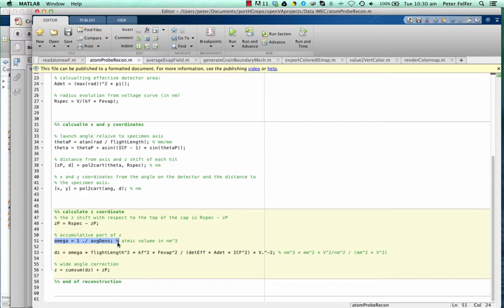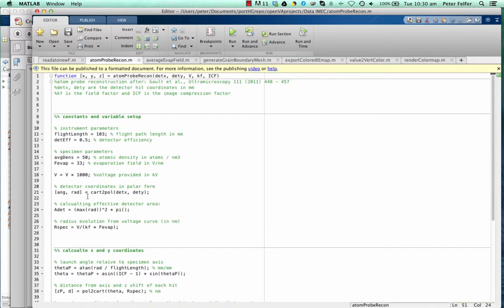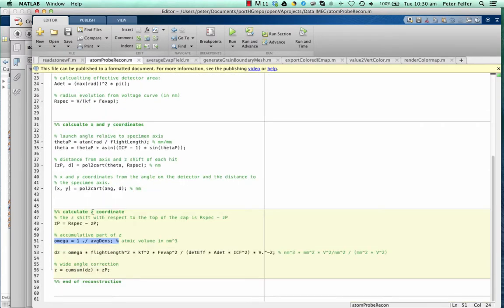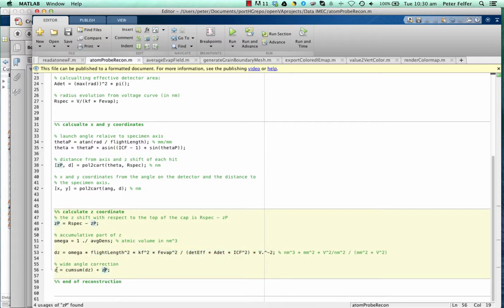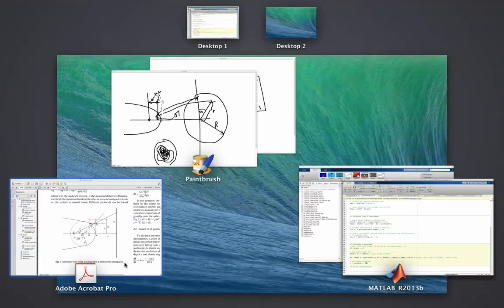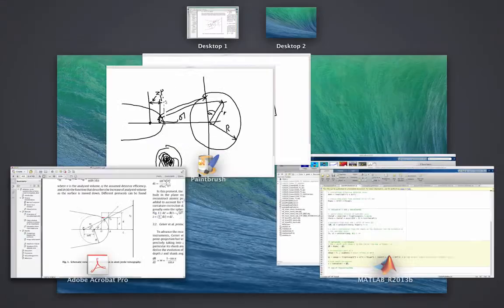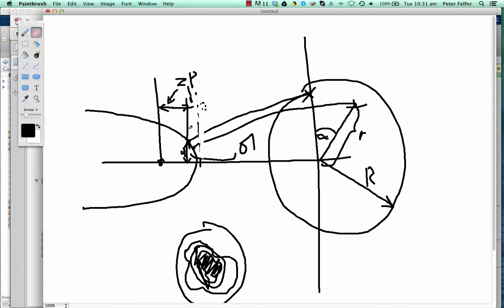Here I've just changed the atomic density to atomic volume, because usually I work with atomic density. I'm going to change it to atomic volume. It's just the inverse. And then you have this atomic volume, and the rest is the expression of that proportionality that I was talking about. And then the z coordinate is just the cumulative sum of the dz's, of the z increments, plus the ZP offset. So it's the wide angle offset.